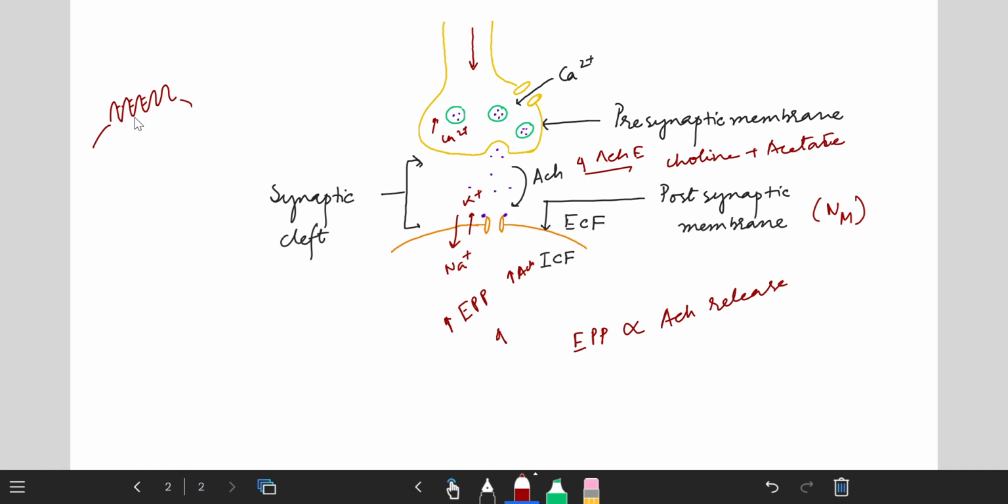And if there is a disorder related to the neuromuscular junction, what will happen? Simply, it will prevent the binding of acetylcholine. So if there is a neuromuscular junctional disorder or autoimmune disorder, it means there is an antibody which will bind with this receptor and prevent acetylcholine from binding to this receptor. That is the main mechanism of neuromuscular junctional disorders.